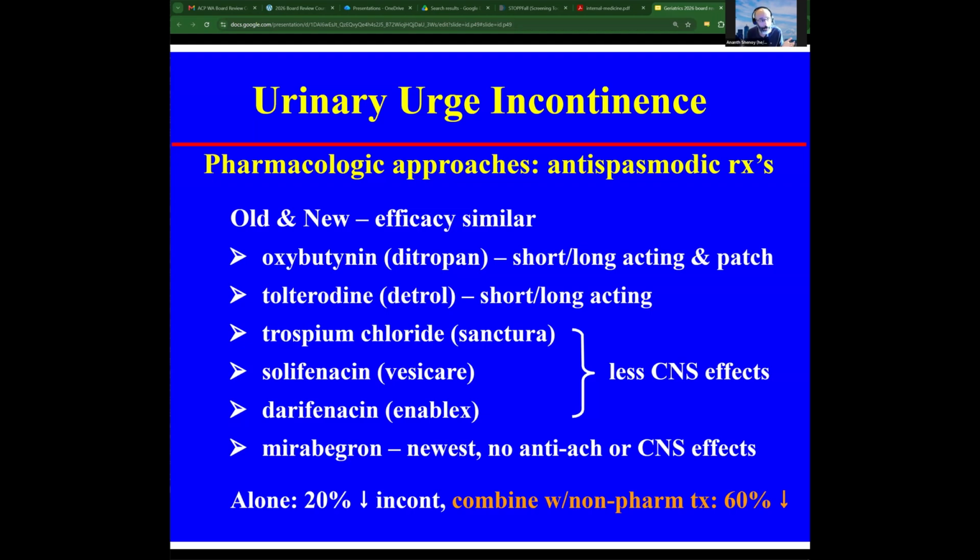Then the newest class is mirabegron. It's been out for a little while now, 10 to 15 years. The nice thing about this is it really doesn't have central nervous system effects. The thing you have to watch for is increased blood pressure.